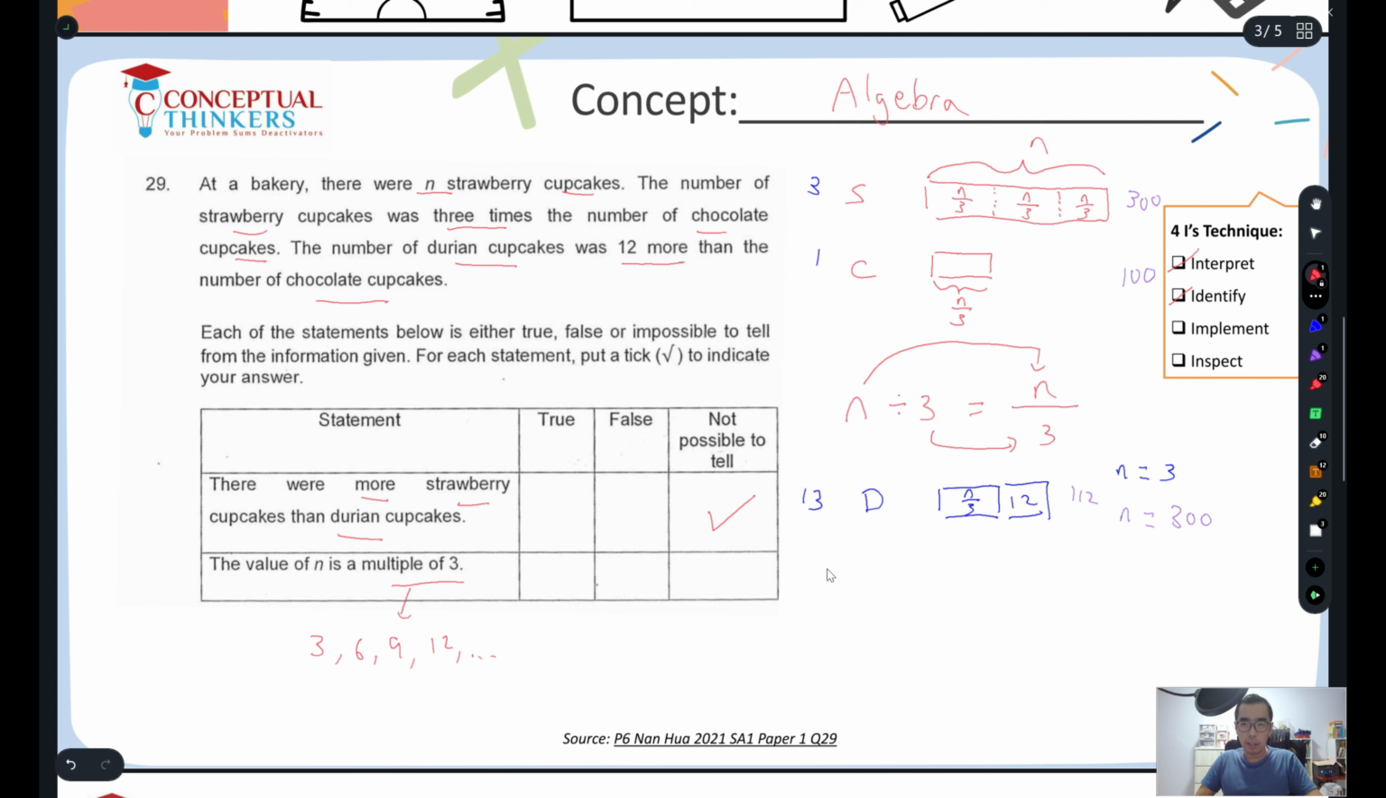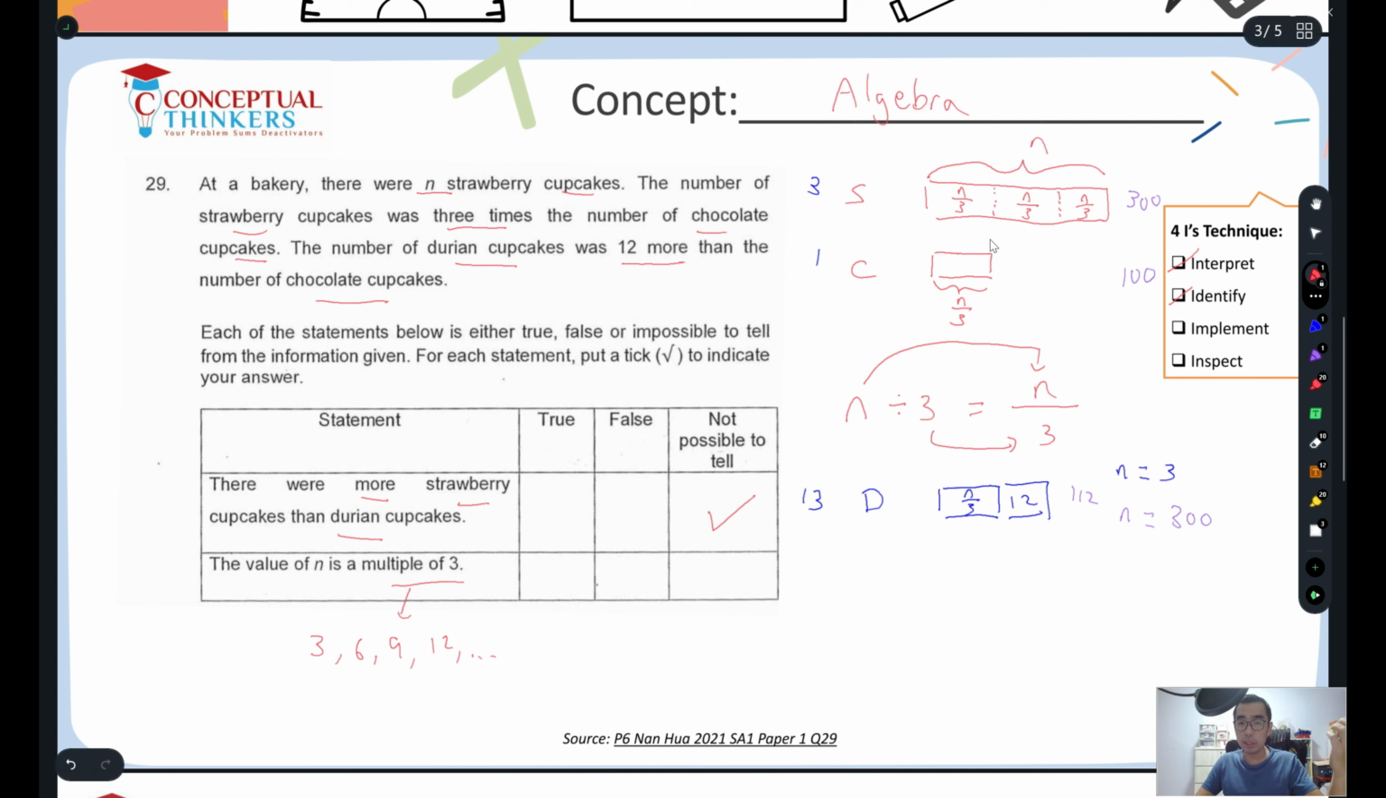Now let's analyze whether it must be a multiple of 3. In this case, if you look at our strawberry, n can be any number, because in the end we just need to ensure that n is a whole number, because for cupcakes we cannot cut them into 1/3 or 0.5 and sell them, right? Nobody will buy the strawberry cupcake.